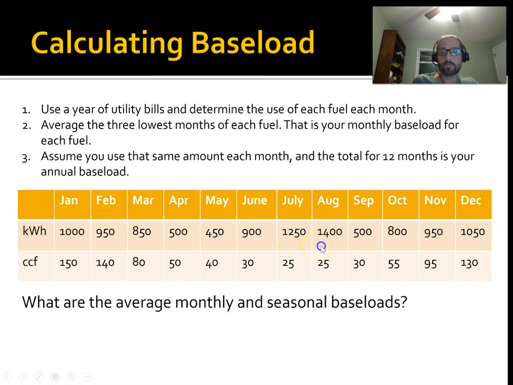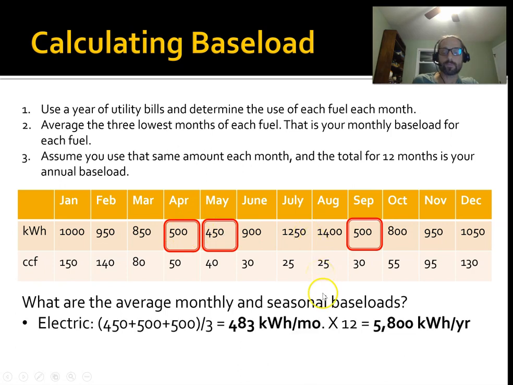If we do that, for kilowatt hours, our 3 lowest months are 500, 450, and 500. Add them up, divide by 3. So my monthly base load is about 483 kilowatt hours. You multiply times 12 months in a year, and 5,800 kilowatt hours per year is my annual base load for electricity.